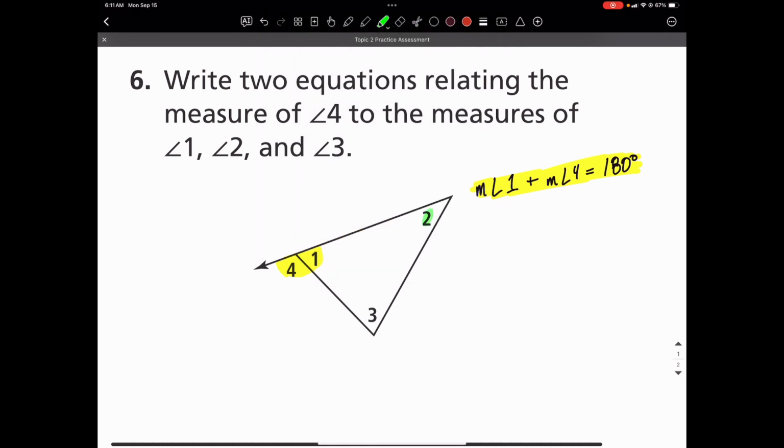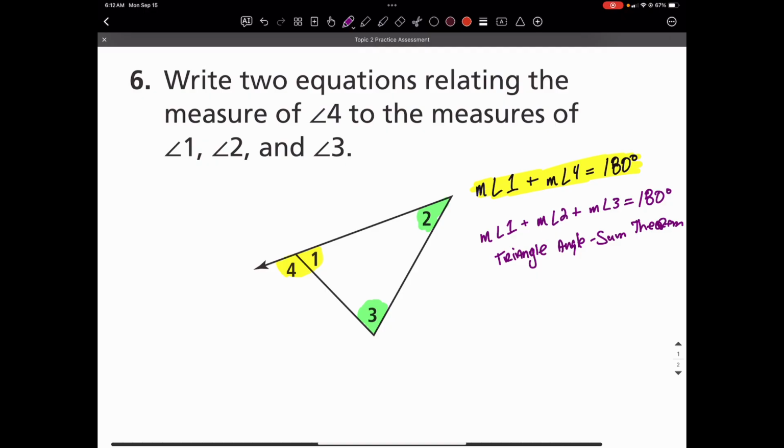Another equation we can write would be based on the fact that angle 2 and 3 would be equal to angle 4 because angle 2 plus angle 3 plus angle 1 also equals 180 degrees. So to get to that, we would say, okay, so the measure of angle 1 plus measure of angle 2 plus measure of angle 3 equals 180 degrees. We know this because this is proven by the triangle angle sum theorem.